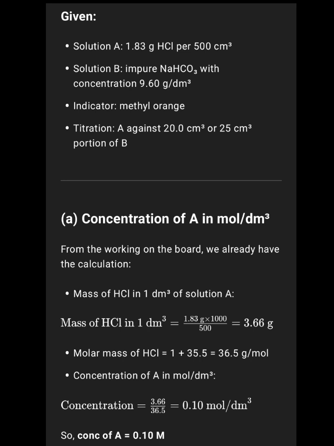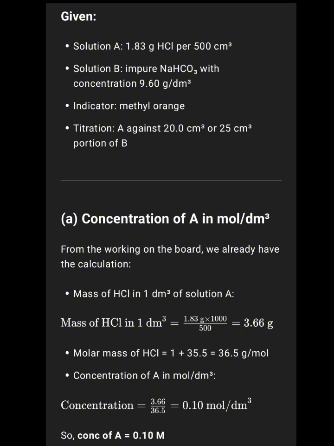So in calculating the concentration of A in mole per dm³, first of all we have to have our mass of HCl in 1 dm³. Remember, our A is our acid HCl. So we have 1.83, which is our gram, times 1000 over 500. Remember, converting cm³ to dm³, you have to divide by 1000, so that's why you have 1000 there. When you are done with your calculation, you should be having 3.66 gram per dm³.